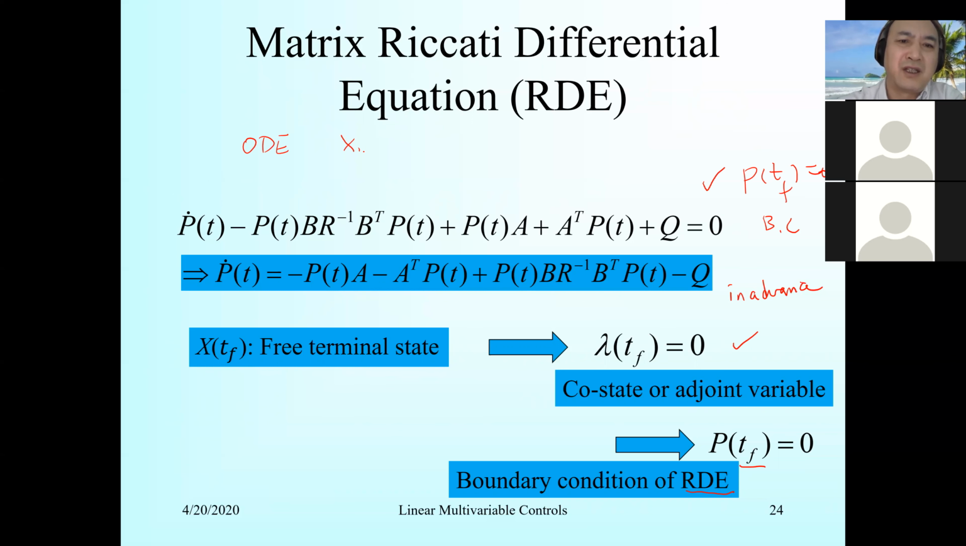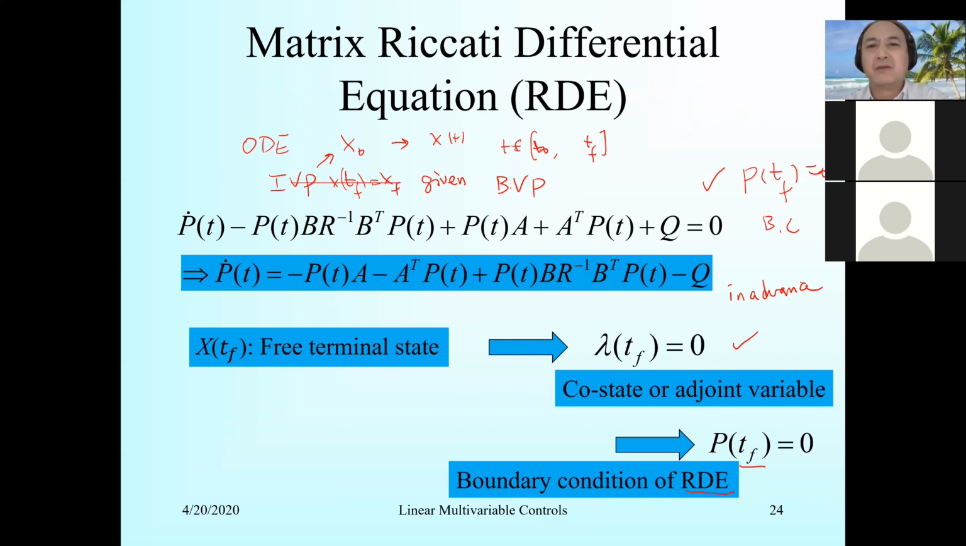Usually you are going to get x(t0), and then you integrate from t0 to tf. This is called an initial value problem. But what if at tf you want x(tf) to equal some given xf, so you have to satisfy this? Then this is called a boundary value problem.